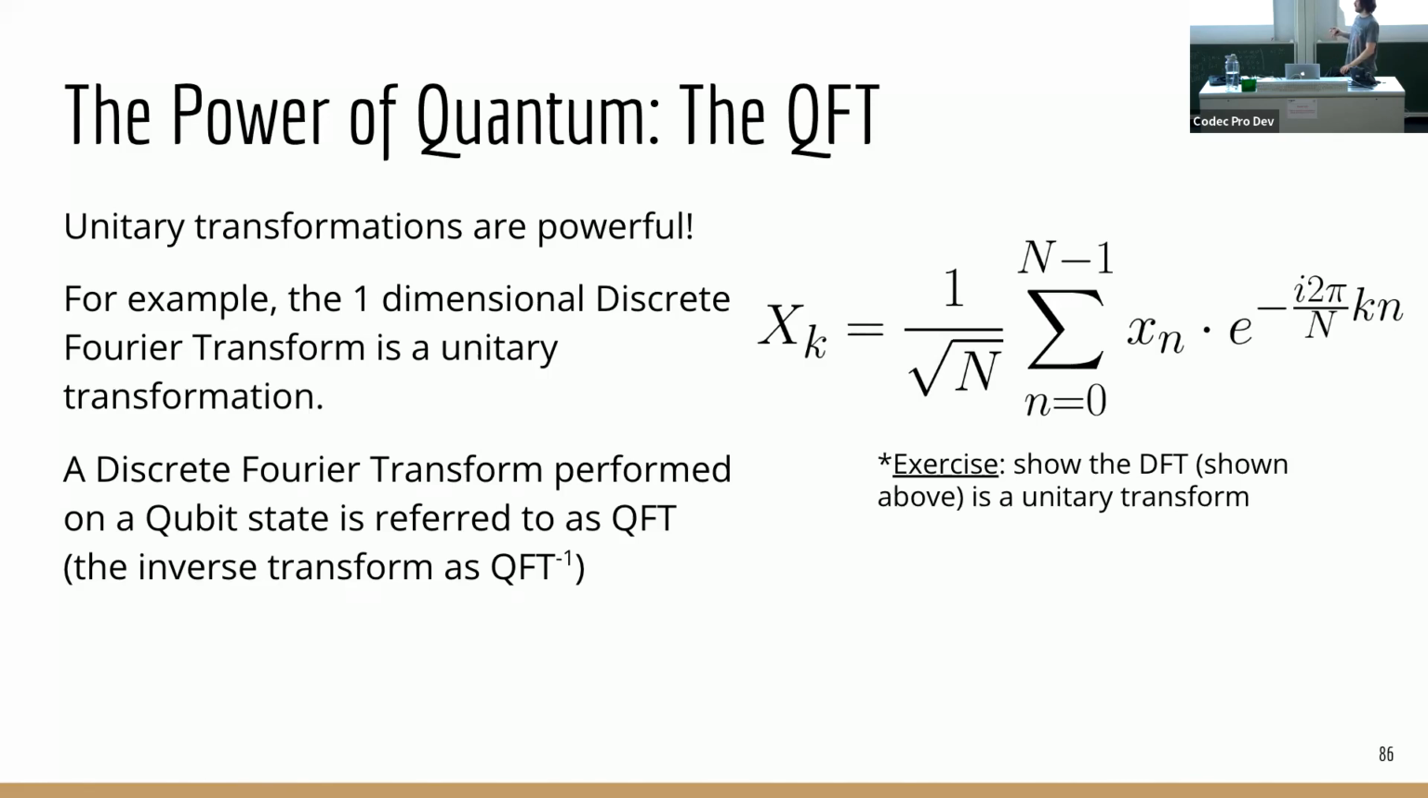And so just so we are familiar, the discrete Fourier transform is defined as follows. And again, I leave it as an exercise to you to show that this transform is actually a unitary transform, but you can take my word for it, it is. And in fact, this is so popular that if you perform a discrete Fourier transform on a quantum computer, there's a special name for it. It's referred to as the QFT, and the inverse is QFT inverse.